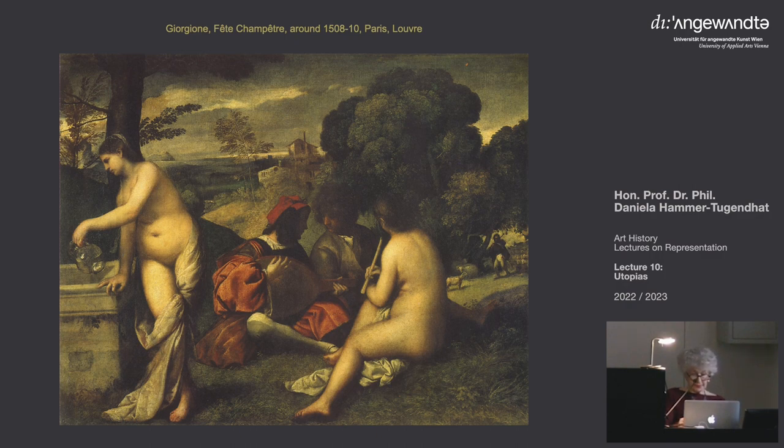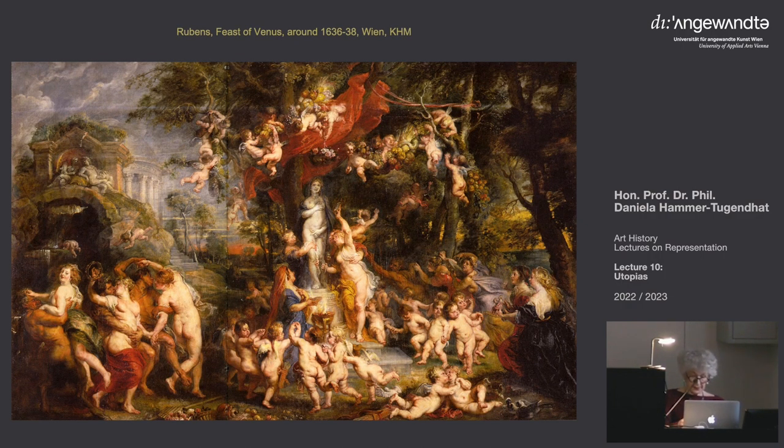In painting since the Renaissance, two utopian aspects are dominant. The first is man's being at one with nature, and the second is love. As examples, I would like to show you works by two artists, Rubens and Poussin, both of whom were 17th century painters. Peter Paul Rubens' Feast of Venus is a late work by the master, painted around 1637, and can be admired here in Vienna at the Kunsthistorisches Museum.